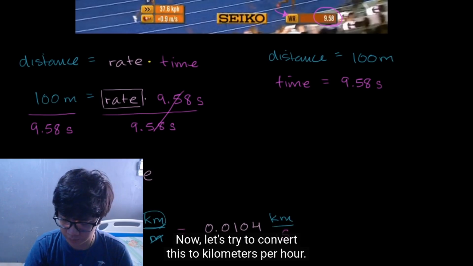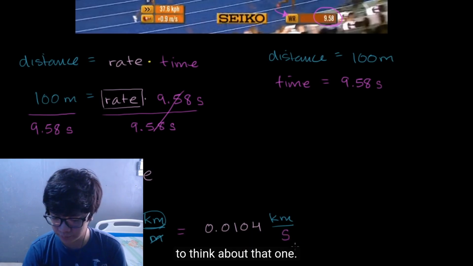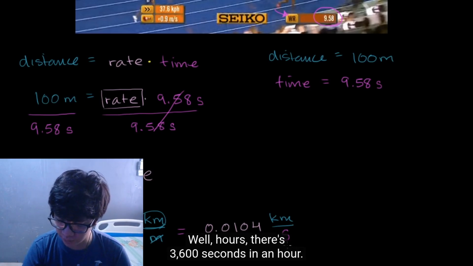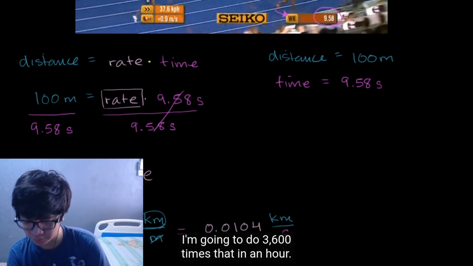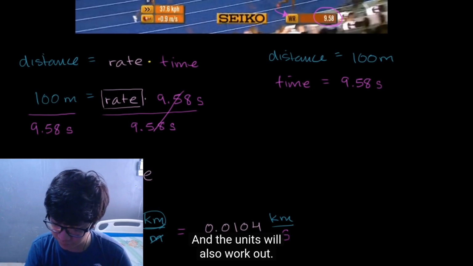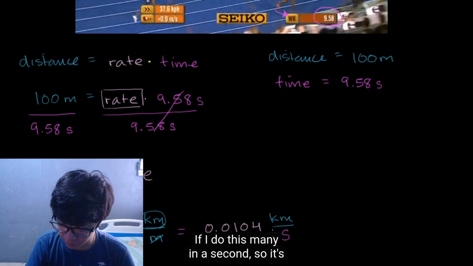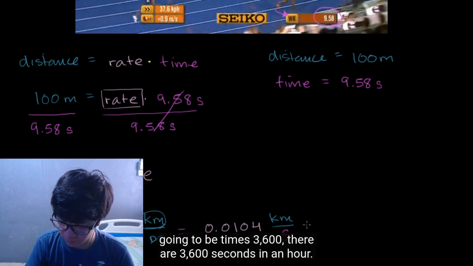Now let's try to convert this to kilometers per hour, and I'll give you a little bit of time to think about that one. Well, hours, there's 3,600 seconds in an hour. So however many kilometers I do in a second, I'm going to do 3,600 times that in an hour. And the units will also work out. So it's going to be times 3,600. There are 3,600 seconds in an hour.